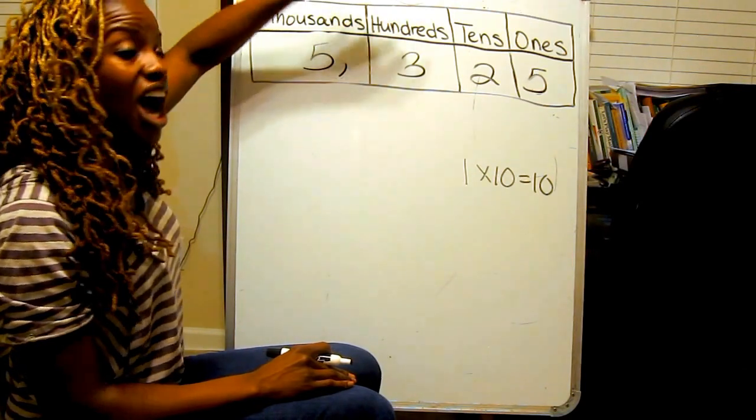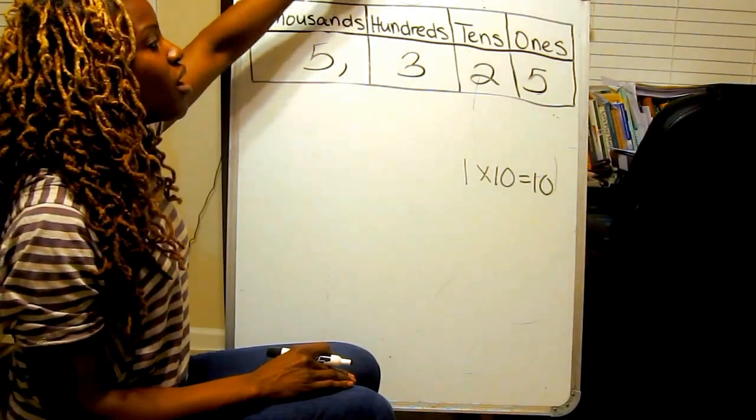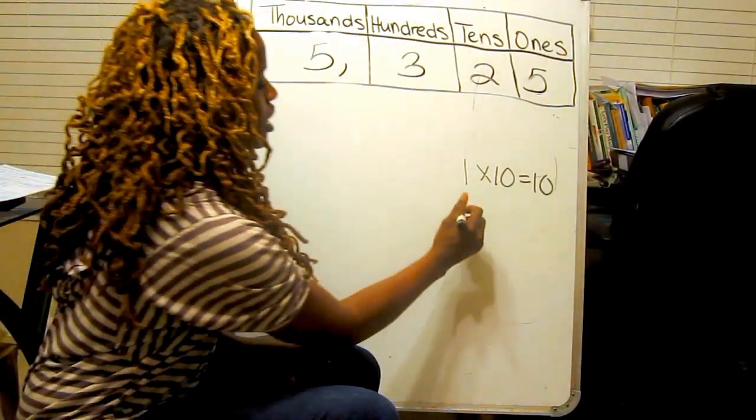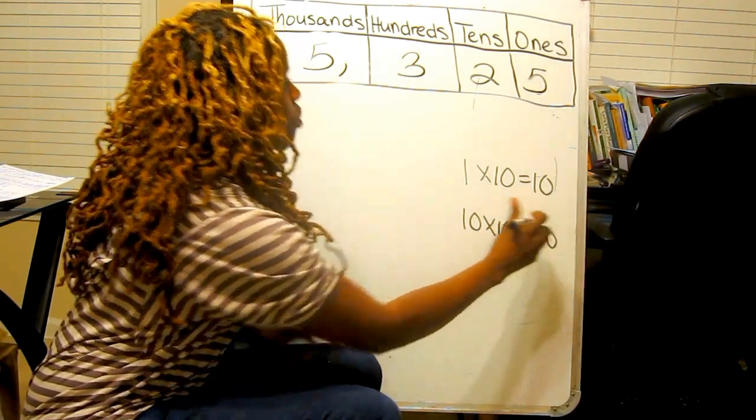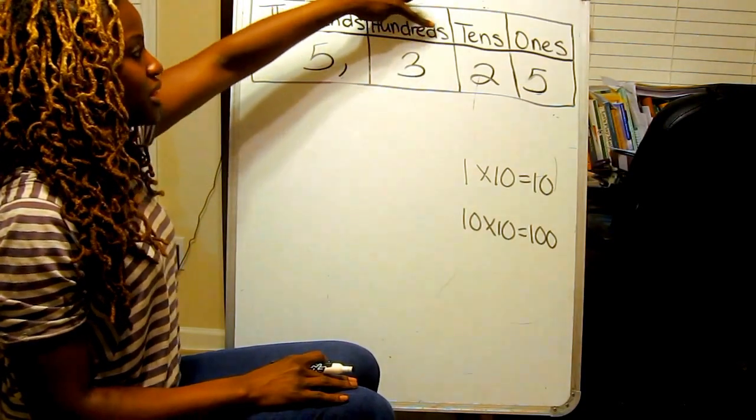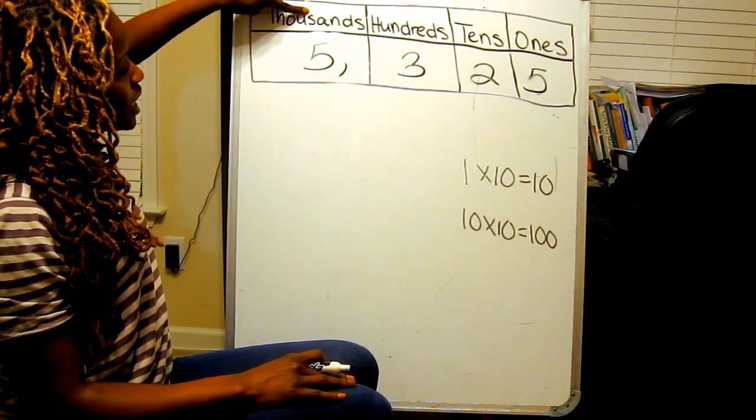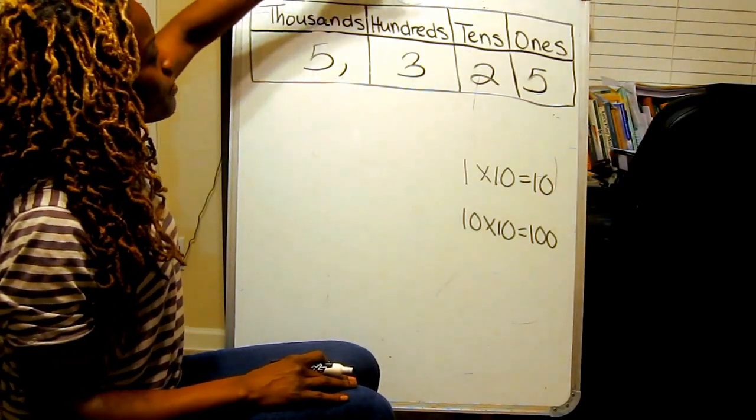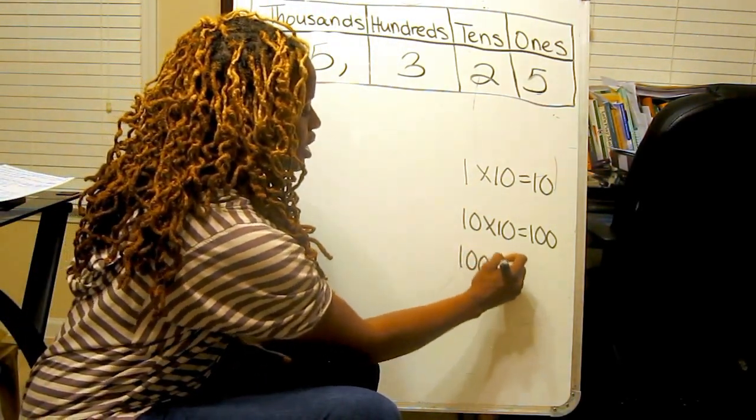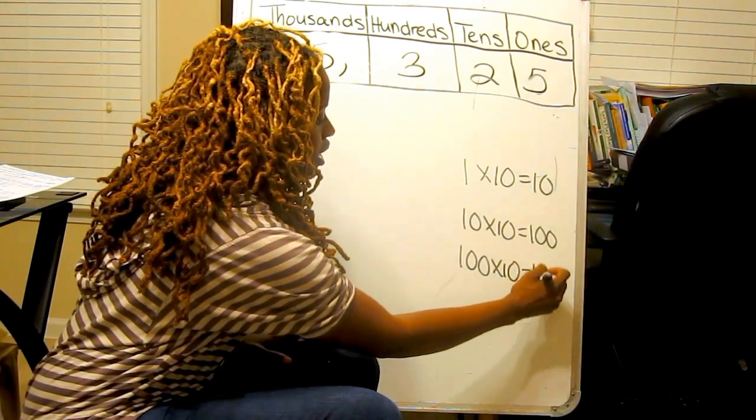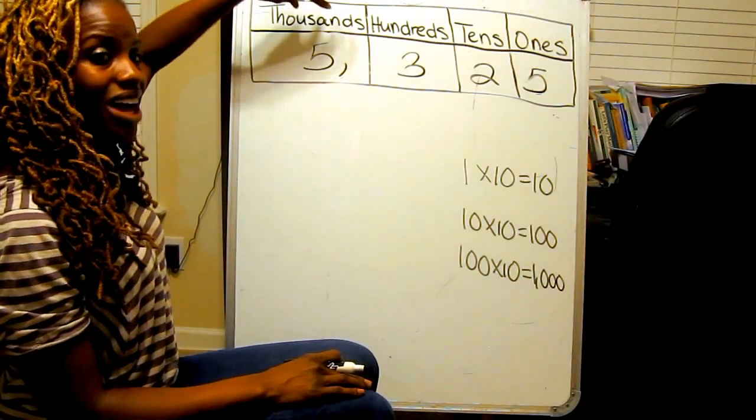The value of the hundredths place is always going to be 10 times the value of the tens place. So 10 times 10 equals 100. So we get the value of the hundredths place. The value of the thousandths place is 10 times the value of the hundredths place. So 100 times 10 gives us 1,000, the value of the thousandths place.